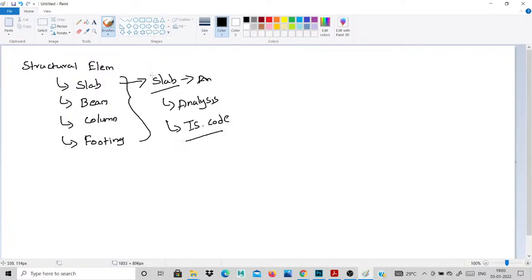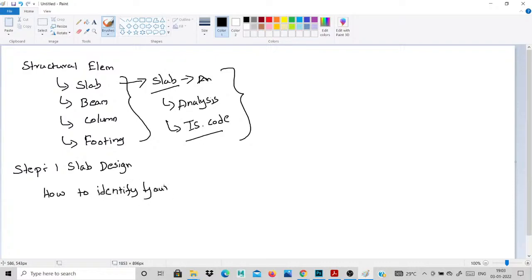The first step, step one for slab design, means how to identify your slab. This is the first question: how to identify your slab?